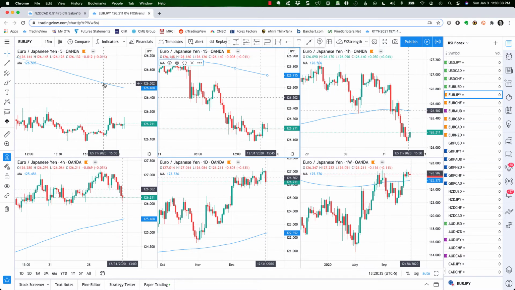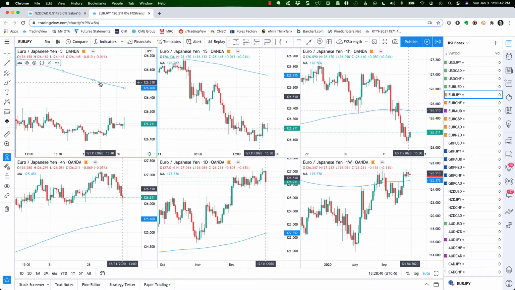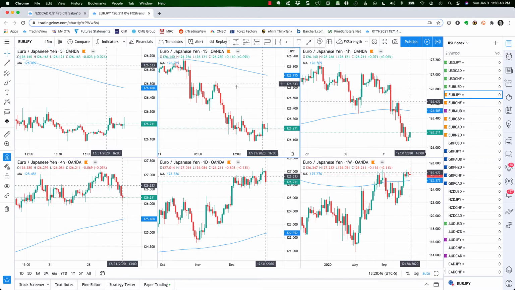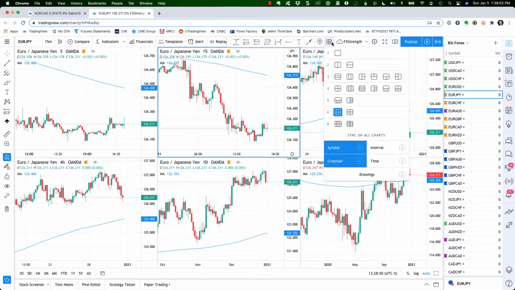So when you go ahead and add this 200 moving average to one chart on TradingView, you can simply right-click on it and then say add this indicator to the entire layout. It'll automatically add it to all 6 of your layouts. And this is the layout button up here.